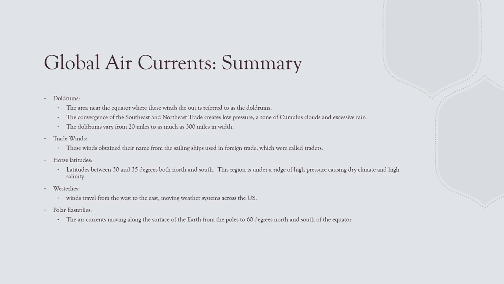Just a quick summary of each wind type. The doldrums near the equator, they are low pressure, a lot of clouds, a lot of rain. They can be narrow to wide depending on the season. There's not much wind there, so early explorers, if they got caught in these doldrums, often would be stranded because there was no wind in the sails.